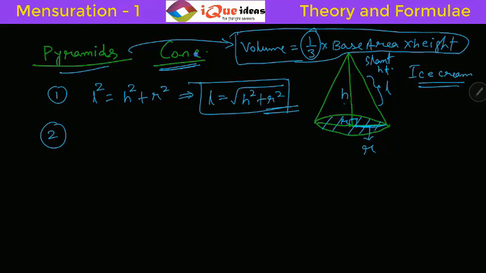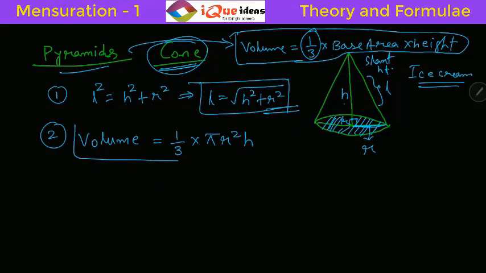Right? So for cone, particularly for cone, the volume formula will be equal to 1 by 3 into the base area. Now base is pi r square because the base is circular. Right? So the base area will be pi r square into the height, not the slant height, simple height, that is h. So the volume of a cone is 1 by 3 pi r square h.